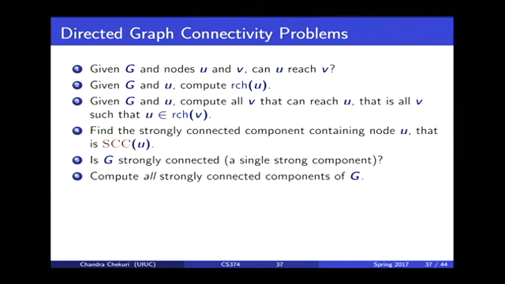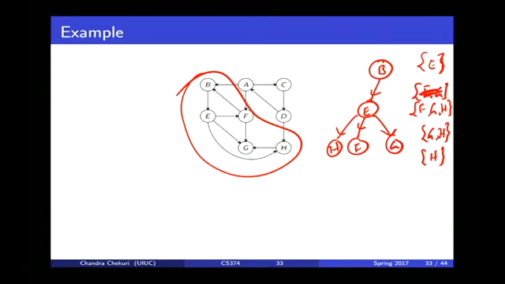So here is a question. We already answered 1 and 2 by this basic search. What about 3? I'm interested in all the vertices that can reach U. What does it mean? In this graph, what is that set? What can reach B? Yeah, but A can reach B too. So what can reach B in this graph? B, E, F and A, C, D, no?